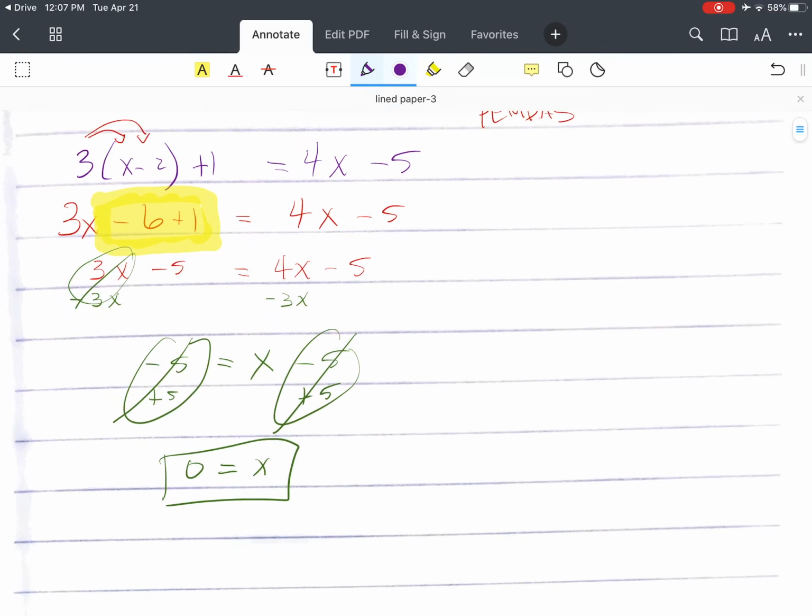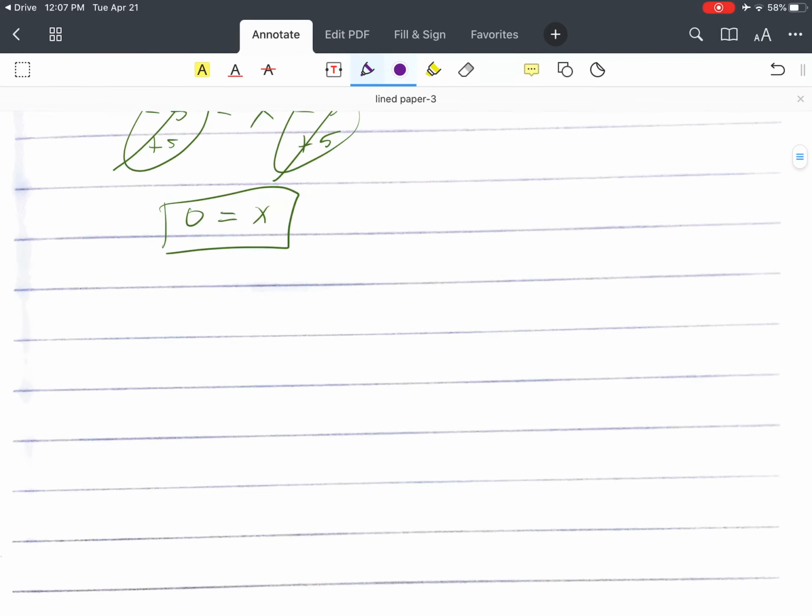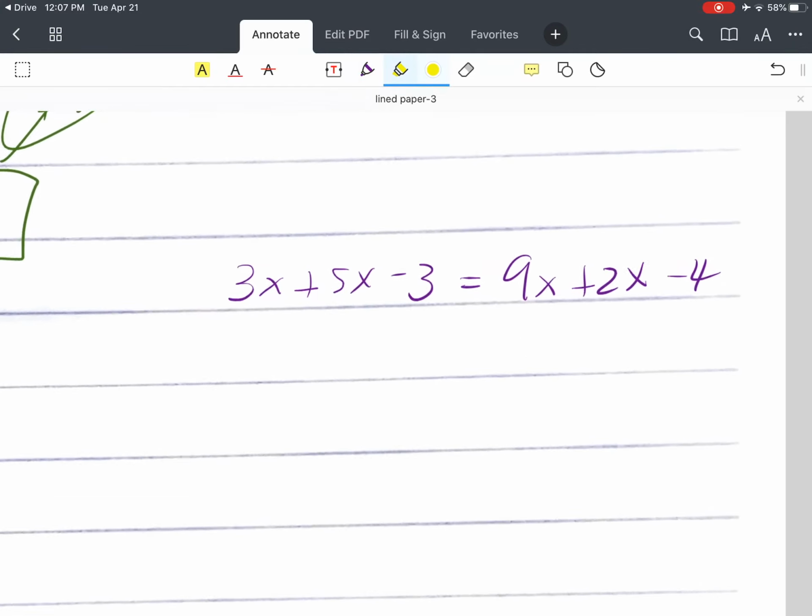Let's do one more. Let's make this a little bit simpler. Maybe let's not have any distributing. So what if you have something like 3x plus 5x minus 3 is equal to 9x plus 2x minus 4?